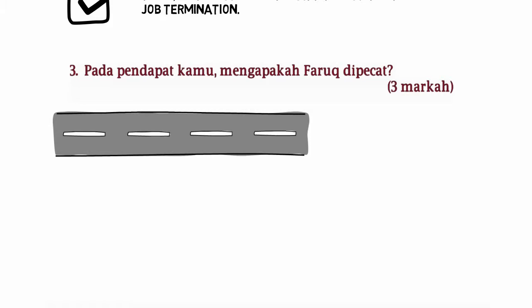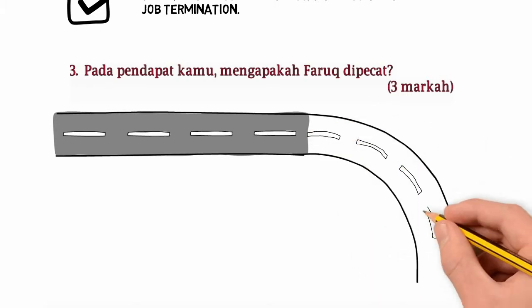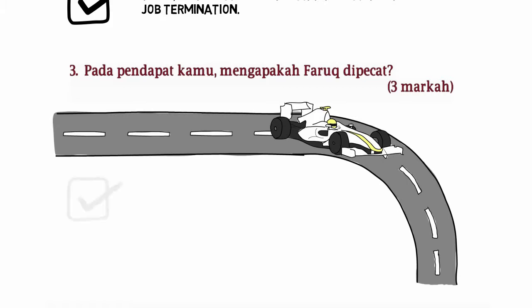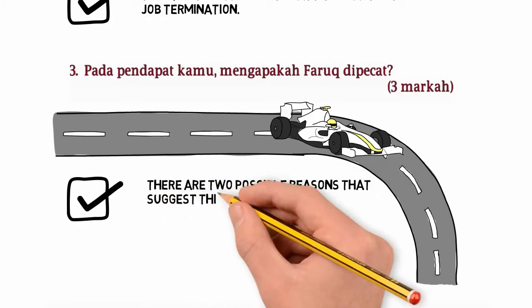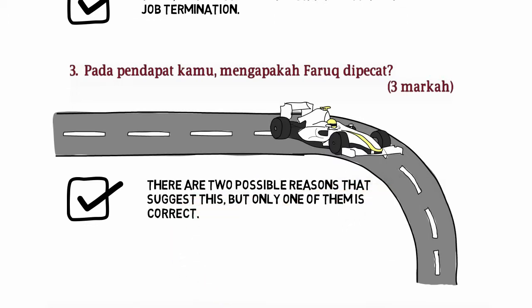This question may look quite straightforward, but do not be fooled. There is no mention in the passage of the reason behind Farouk's job termination. However, there are two possible reasons that suggest this, but only one of them is correct. So you need to read carefully and infer correctly to choose the right reason. Once you have decided, just state the reason. This is the approach.